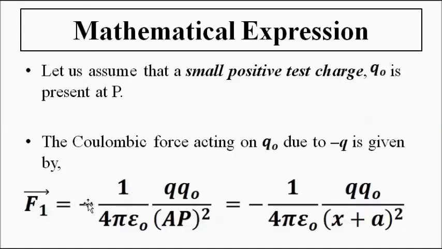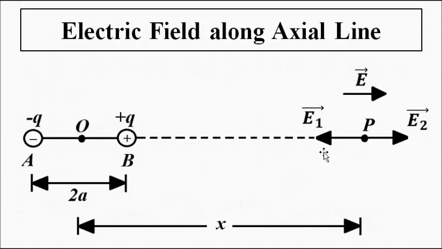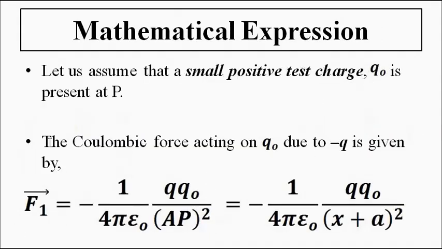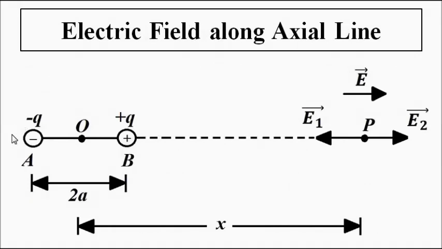So the F1 vector, this force, is equal to 1 by 4 pi epsilon 0 q0 by x plus A whole square. Now this negative sign comes here because of this minus q charge. And another thing to note here is that this Coulombic force is of attractive nature, because here we have a negative charge, here there is a positive test charge. The test charge is positive, so the Coulombic force because of minus q will be attractive in nature. It will be towards A, in the direction PA.